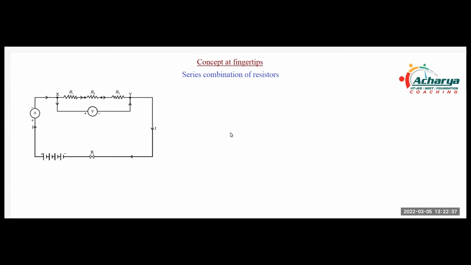So in today's session, let us see series combination of resistors. In a previous session, when we learned Ohm's law, we said that the current through a conductor depends upon the resistance in the conductor and the potential difference applied. We can connect the resistors in different combinations. Series and parallel are the two combinations, and in this session we'll learn about series combination.